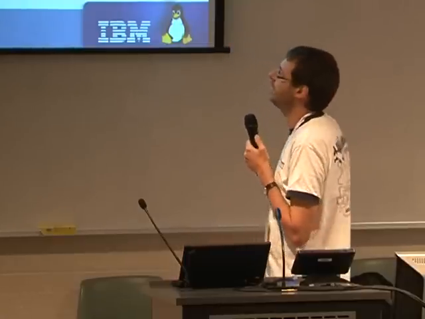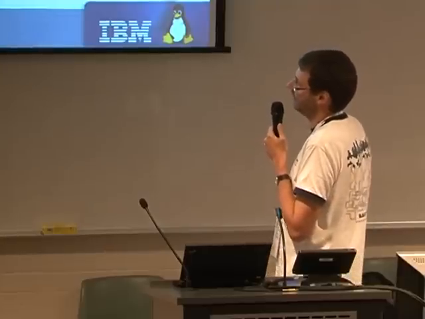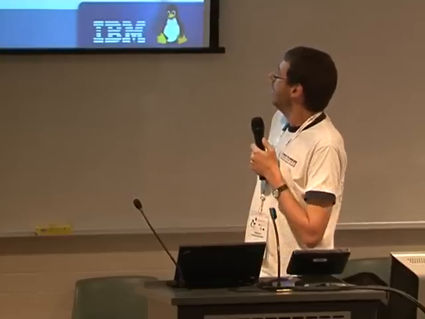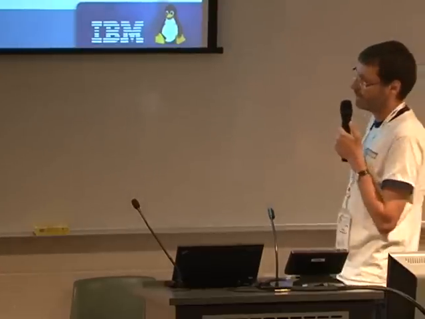There's a few other miscellaneous things here. PDP Endian, don't really want to know about it. We should probably say octet order. A byte technically doesn't have to be 8 bits. And Endianness could represent the order of subgroups within a group of more than just bytes. But for all intents and purposes here, we're talking about 8-bit bytes, and essentially we're talking about byte order of octets. So the one thing to remember is Big Endian is MSB first, Little Endian is LSB first.